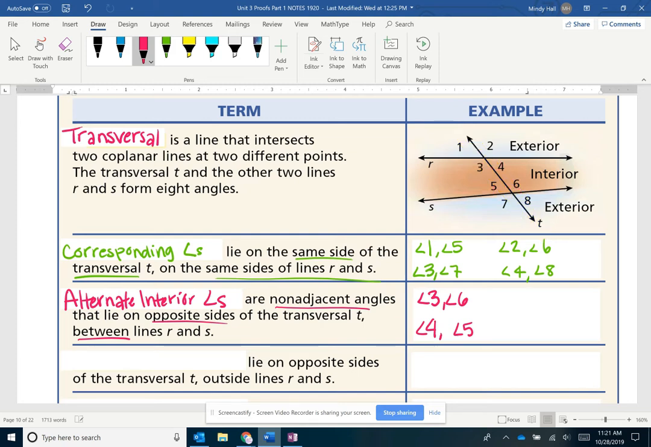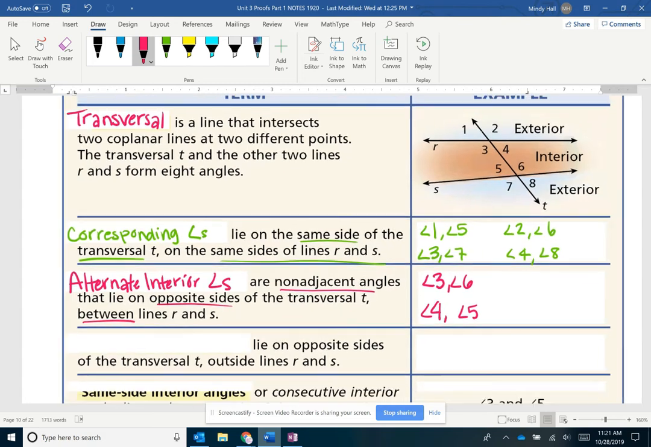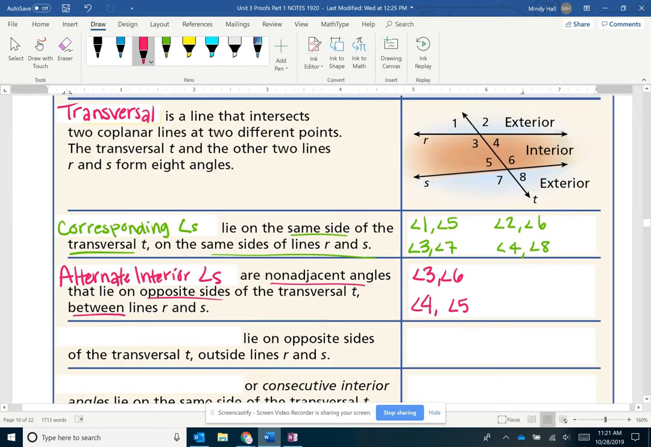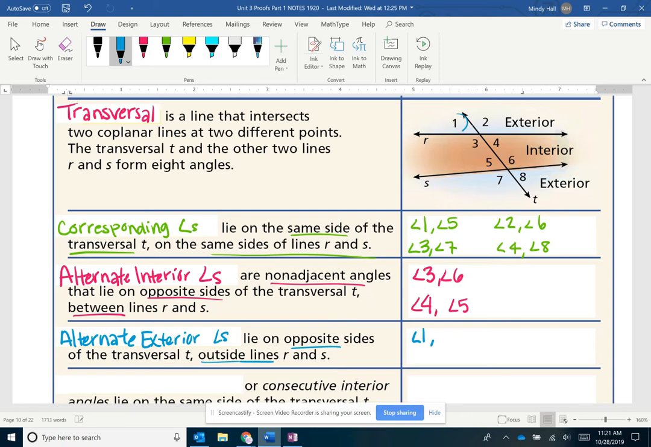Then angle 1, angle 2, angle 7, and 8 do not work because they are exterior, but they get special names too because they are alternate exterior angles. Again, they're on opposite sides, but now they're outside of the lines. So if we had angle 1, my opposite exterior angle would be on the other side and not next to it, so it would be angle 8. And angle 2 would be an alternate exterior angle to angle 7.